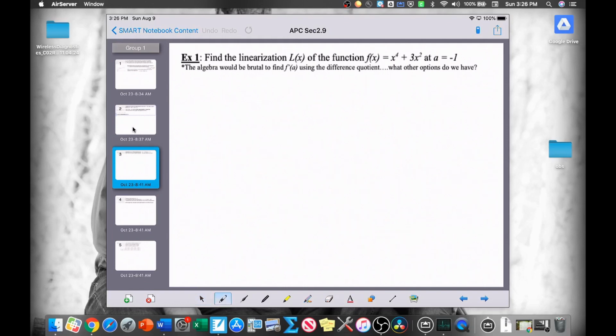And I apologize, this is not supposed to be here. I changed my function, so we're just going to cross that out. That's not on your paper, just on mine.